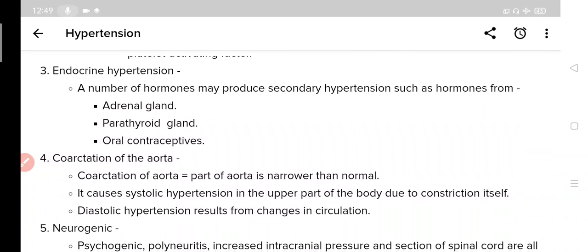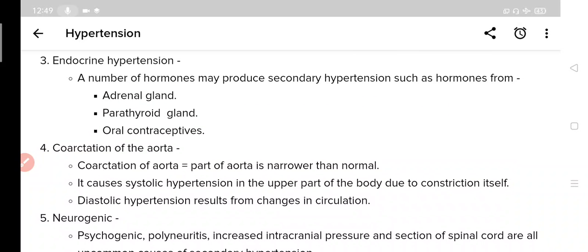Now coming to second type, that is endocrine hypertension. So a number of hormones may produce secondary hypertension, such as hormones from adrenal gland, parathyroid gland, and oral contraceptives. So these glands secrete hormones which cause hypertension, and so this is called endocrine hypertension.